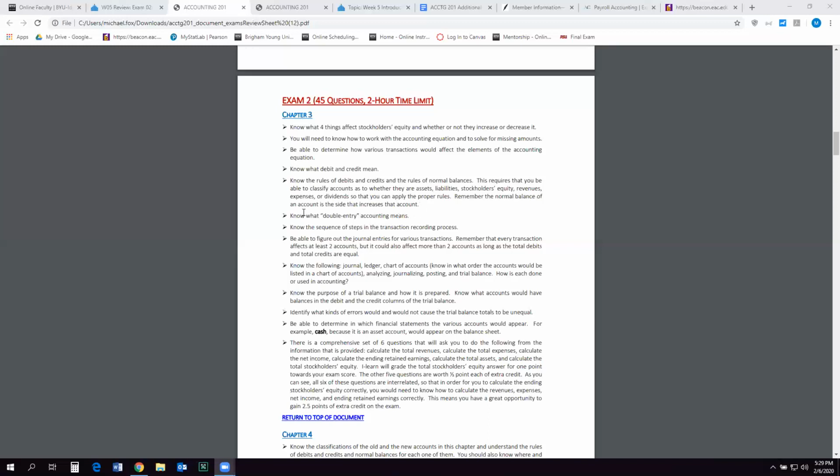You have to know what the term double entry means. Double entry accounting simply means that we always have to have an equal amount of debits and credits. 2 entries, right? Debit and credit. There can sometimes be more than 2, but there always has to be at least 2 in double entry accounting.